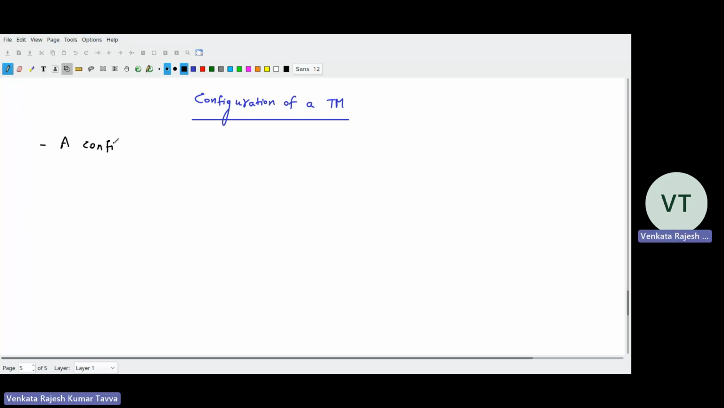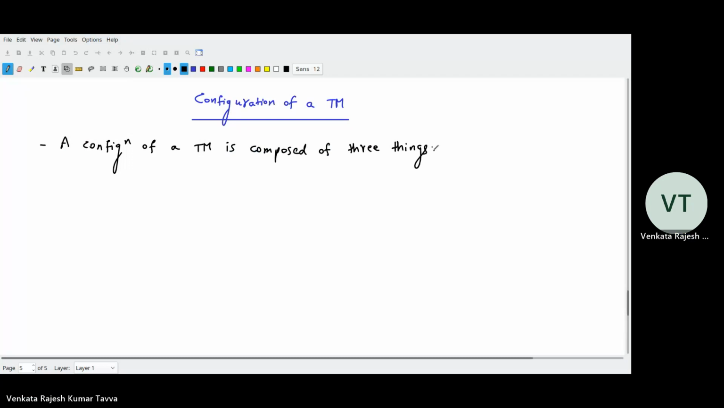A configuration of a Turing machine is composed of three things. So what are those three things? Current state, current tape contents, and current head location.